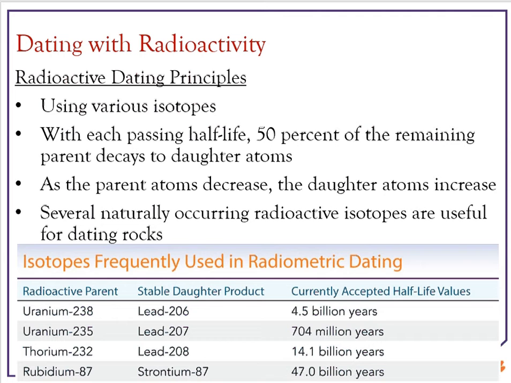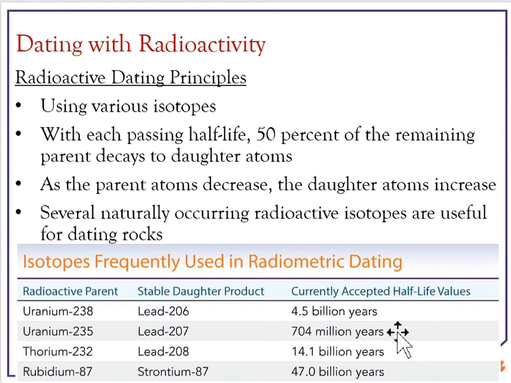For radioactive dating, we use various isotopes. And with each passing half-life, we lose 50% of the remaining parent material, which will decay to daughter atoms. As the parent atoms decrease, the daughter atoms increase. We use several naturally occurring radioactive isotopes for dating rocks. Here in this table, you see several examples of that. For example, we use uranium-238 or uranium-235 and follow their decay to lead-206 and 207.